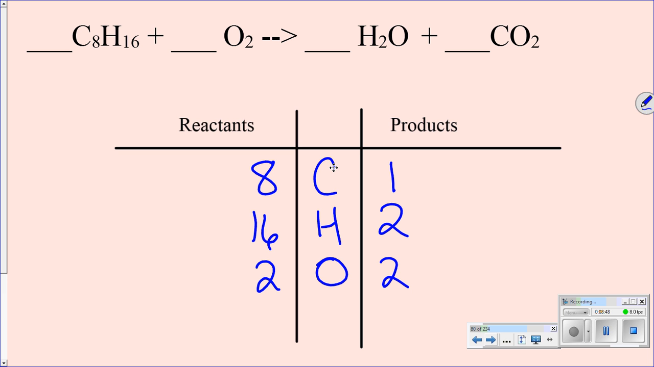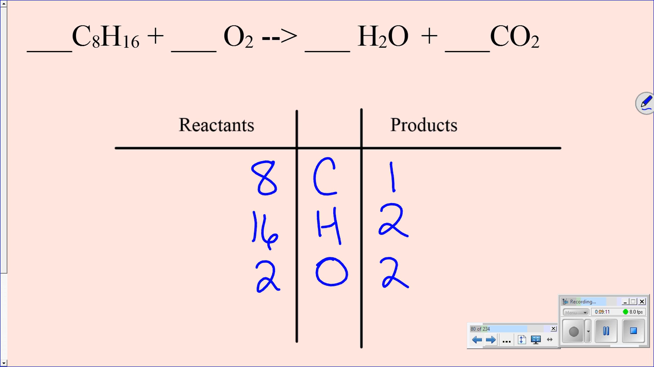A couple things to think about. Oxygen is in multiple terms. What I mean by this is, it's here and here, so it's in multiple terms on the same side of the equation. That does not make it a good element to start with because you could accidentally balance it by putting something in the wrong place. So what I recommend starting with, the word combustion starts with a C, so I start by balancing my carbons.